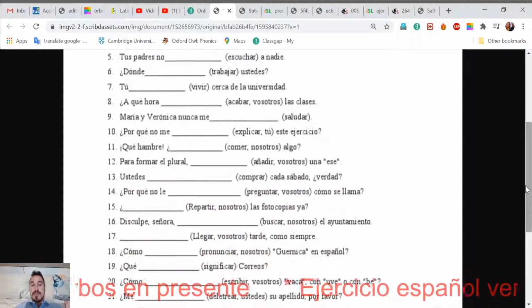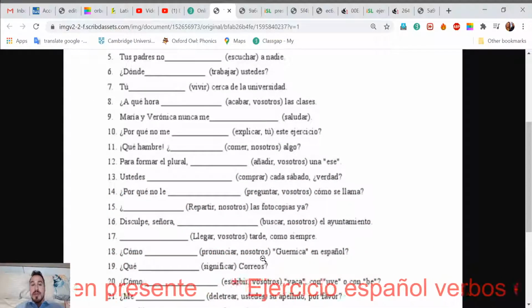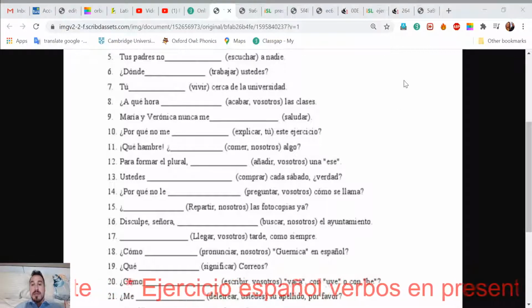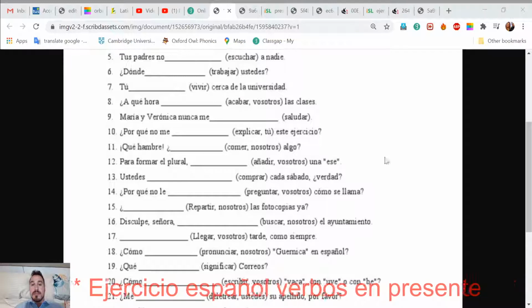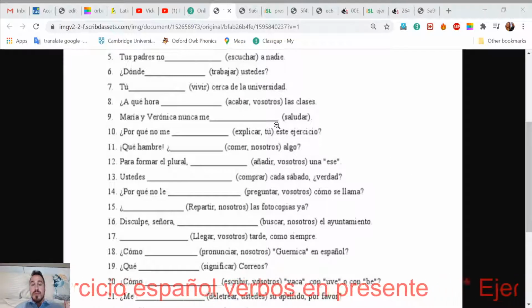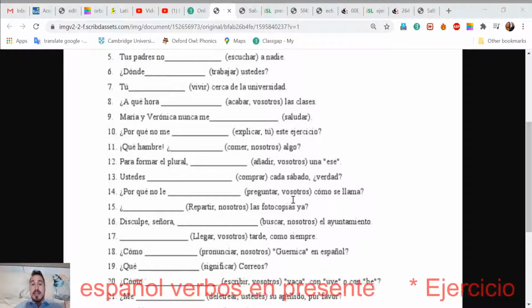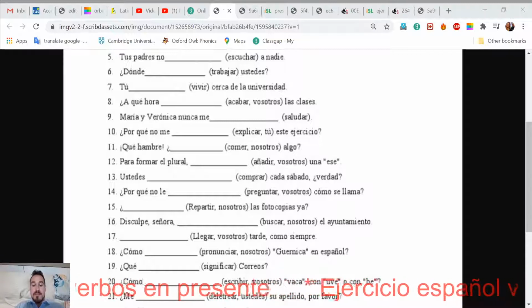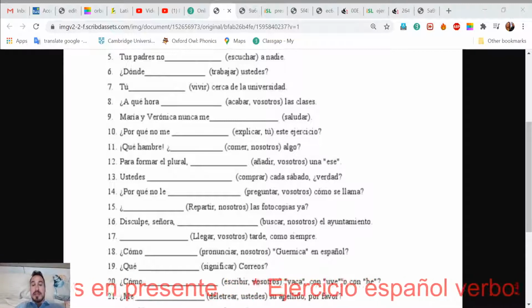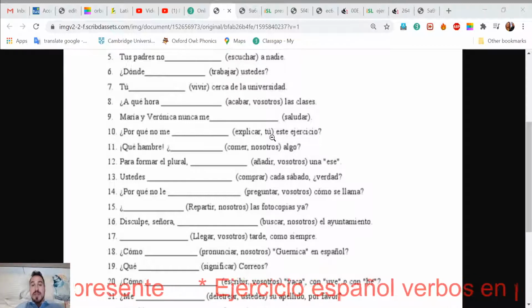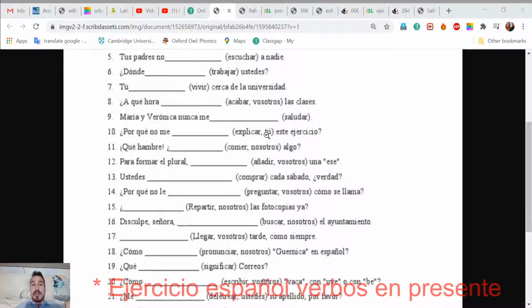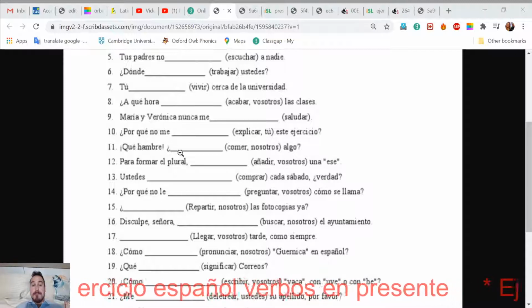Number 10. ¿Por qué no me? So, tú, remember tú has an S at the end. This is an AR verb, so explicas. ¿Por qué no me explicas este ejercicio? So, why don't you explain this exercise to me?